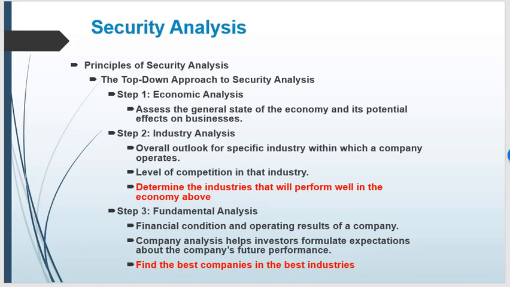So in security analysis, one of the approaches to use is something called the top-down approach. Essentially, we start with economic analysis. We need to assess the general state of the economy, where we think that's going to go, and its general effect on business. The second part then, once we have an understanding of the economy, we need to identify what industries, in that particular predicted economy, will produce the best.